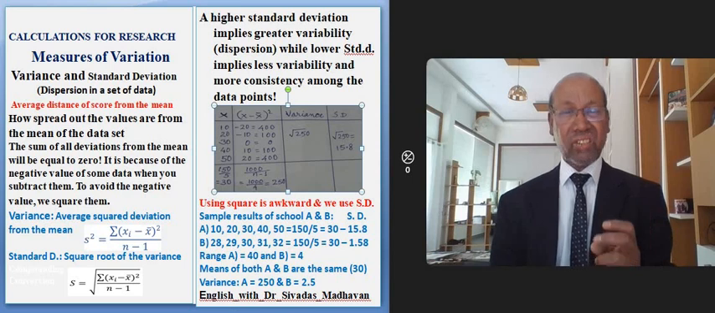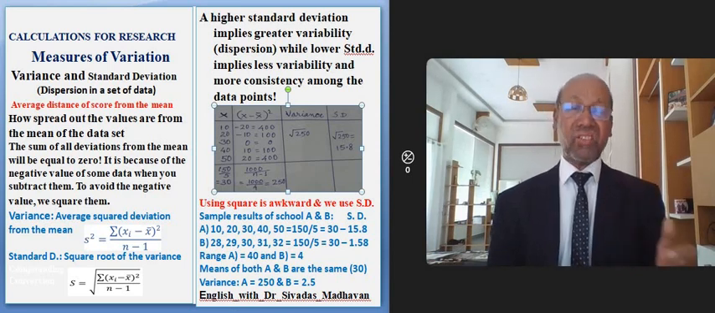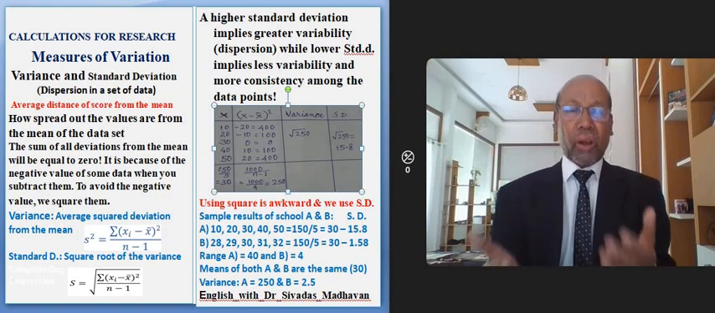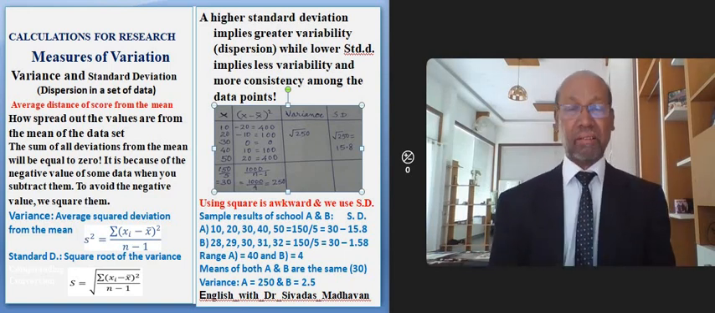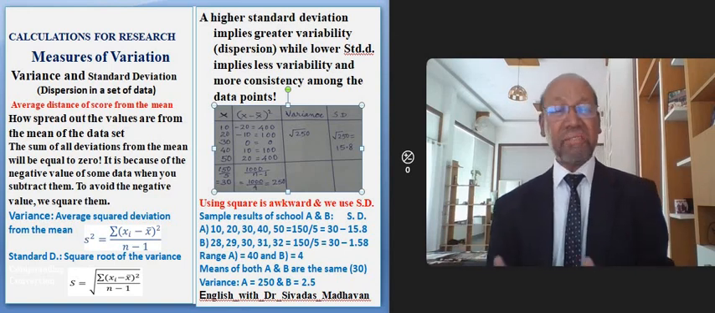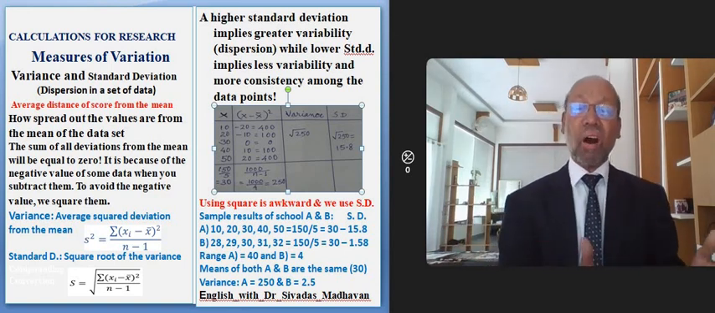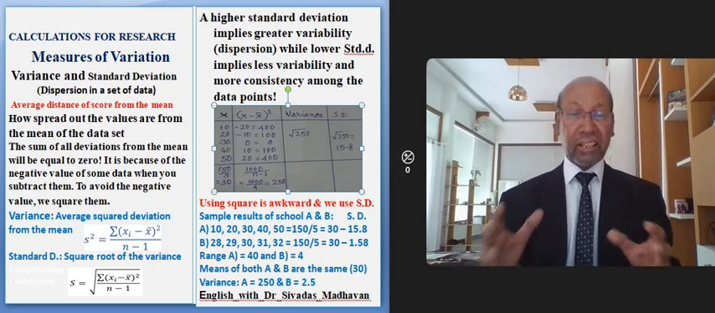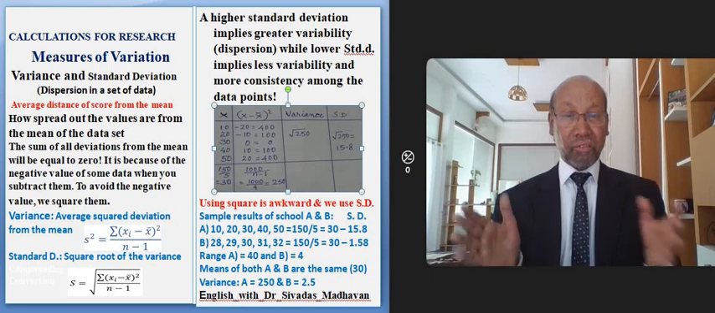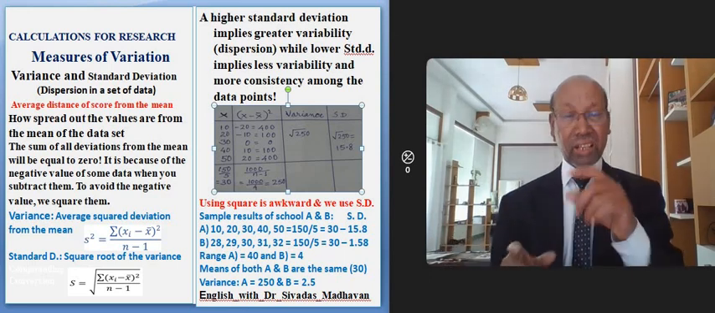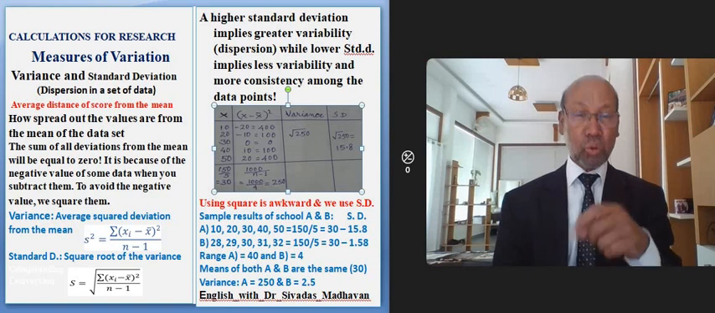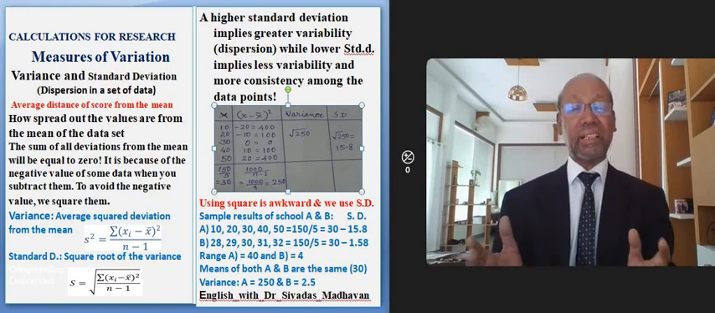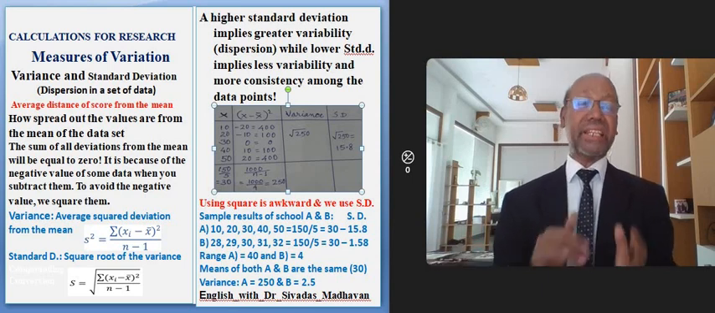And for that, in statistics, we have variance and standard deviation. Variance is the squared deviation from the mean. And standard deviation is the square root of variance. So both of them are related to each other. Variance is the squared deviation. We square it to avoid the problem of negative numbers.